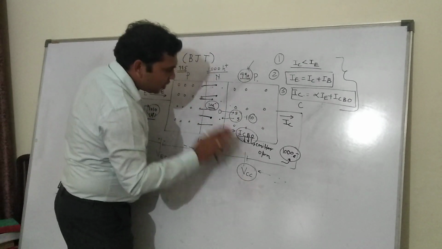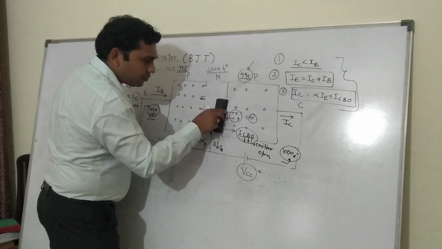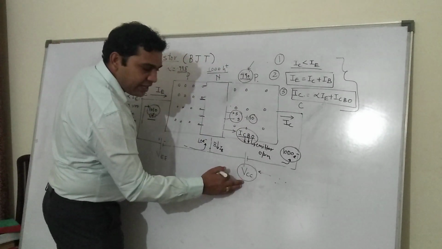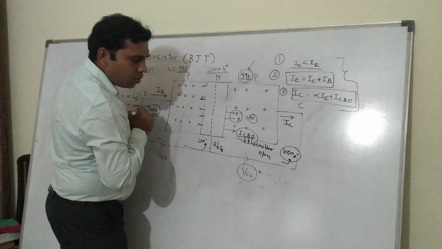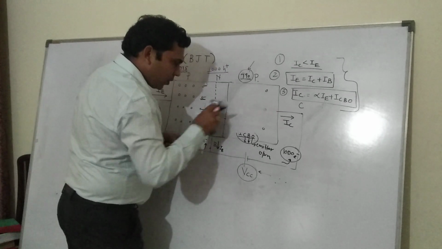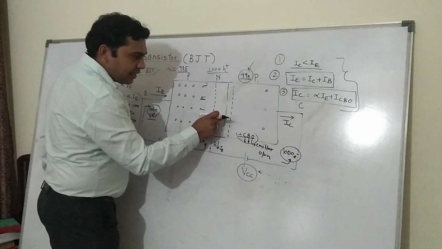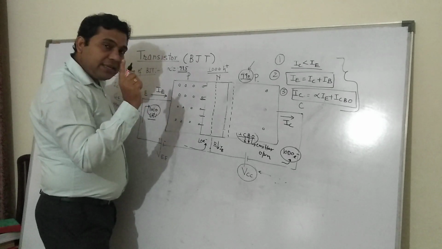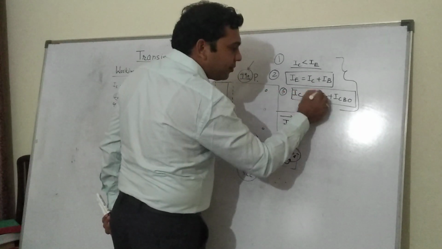So when you increase this voltage, the depletion region width will increase. Overall it will increase, but it will increase more in the base, and the depletion region will look something like this. Now it will create three things. Number one, what do you think about the alpha?